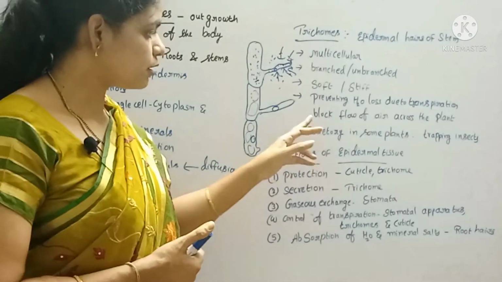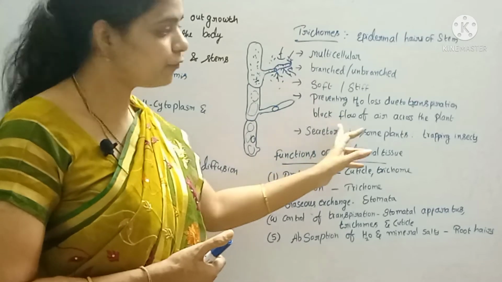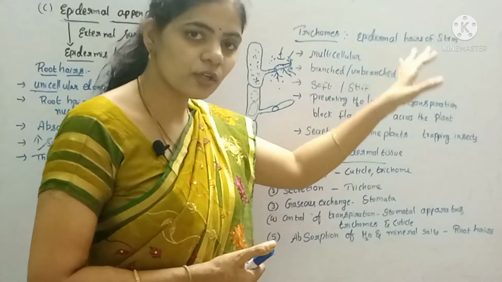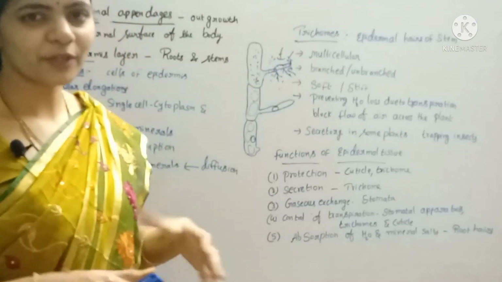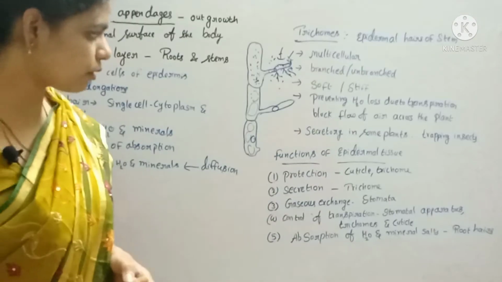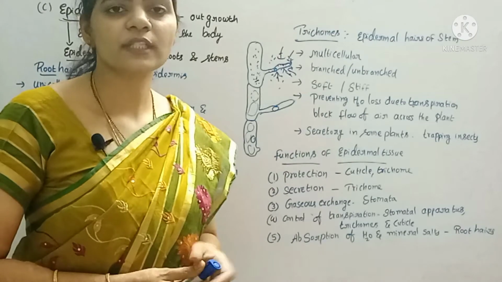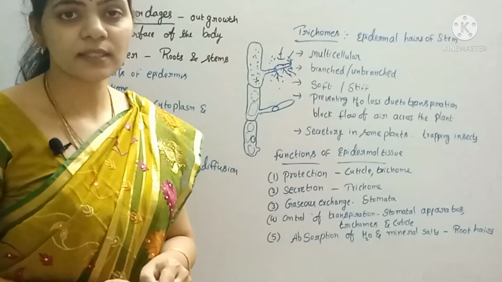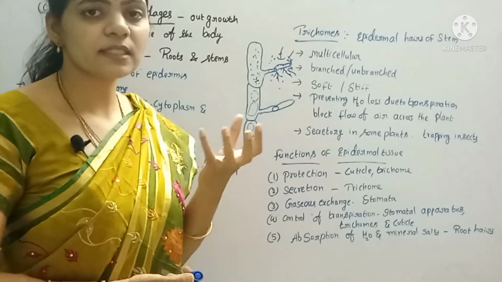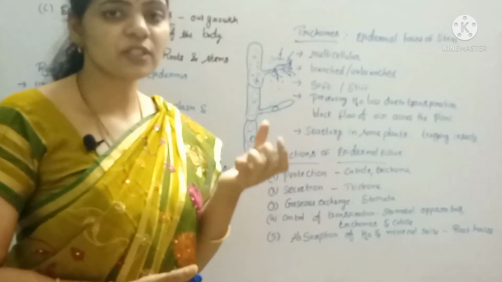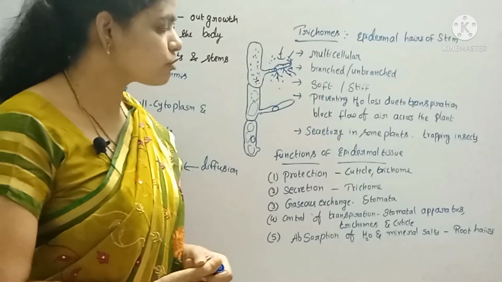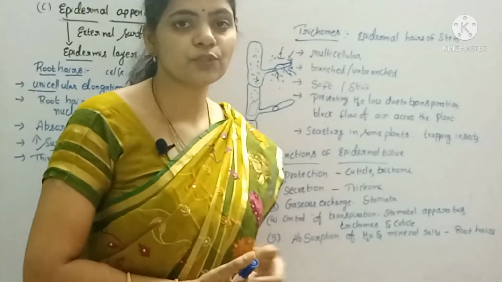Not only that, they also block the flow of air across the plant body and help in preventing water loss and drying of the plant. And some of the trichomes, especially in insectivorous plants, carry out a secretory function also. That means they secrete some sticky substances in insectivorous plants.